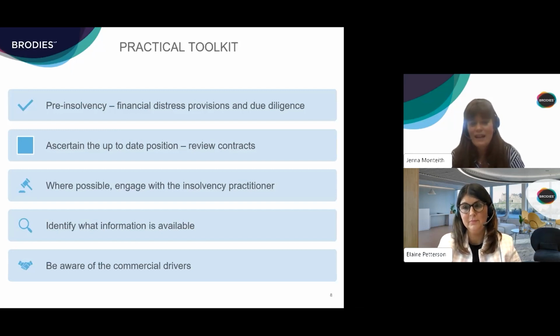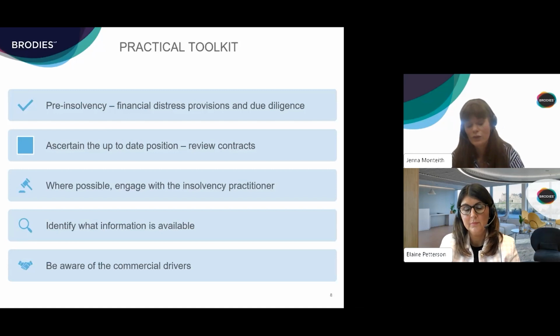Aside from that, in the event that a house builder partner did become insolvent, as we've discussed, the most important thing really is to ascertain the up-to-date position, both in terms of what the situation is in terms of the insolvency. Is it administration or liquidation? Who is the administrator? And just to gather as much information about the insolvency as possible.